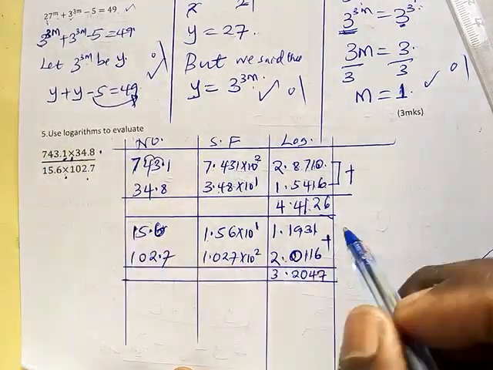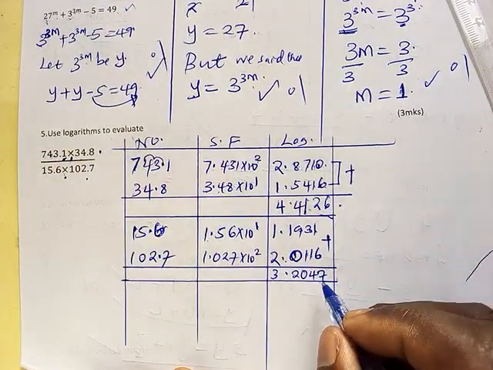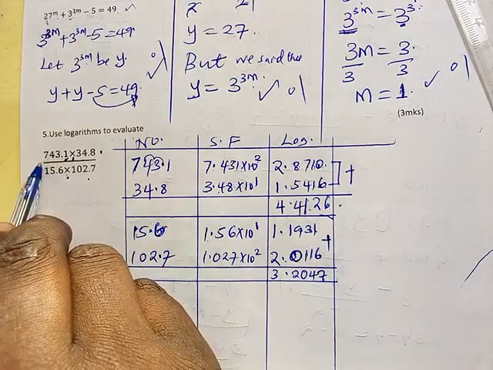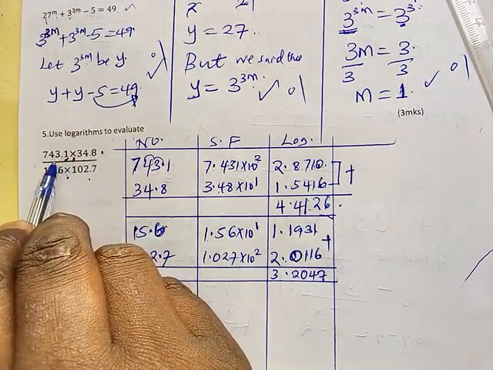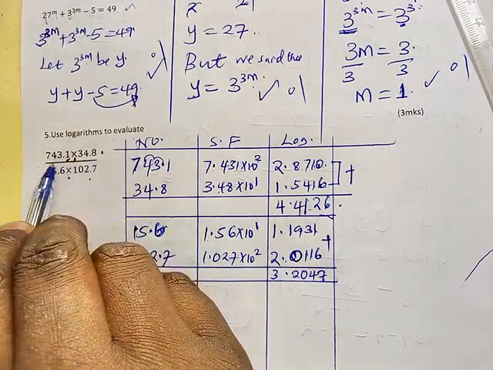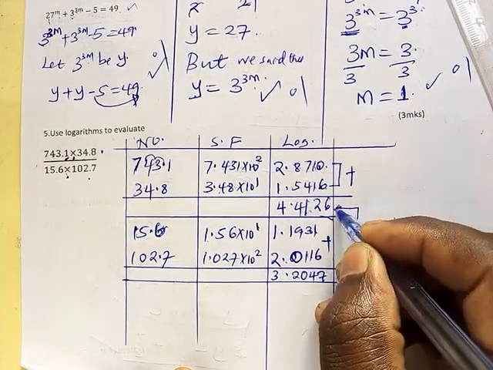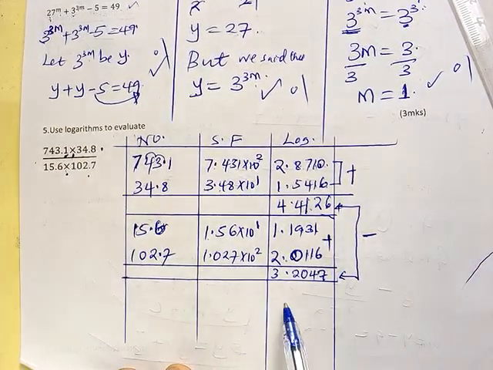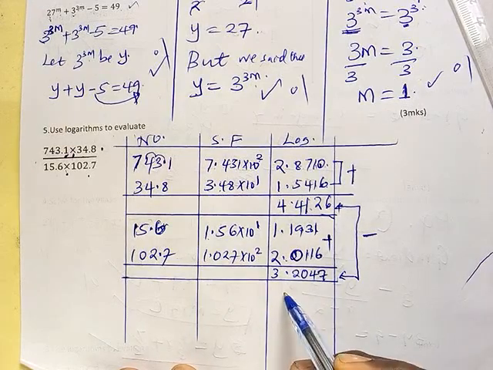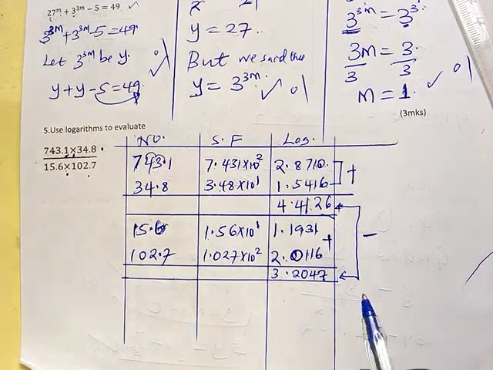That is not the end. Remember, this is the answer for the numerator, and this is the answer for the denominator. But this is what? Multiplication. Sorry, division. Here we are dividing. So when you divide, it means this answer and this answer you subtract, and that is the final answer we want here before we go to the anti-log.